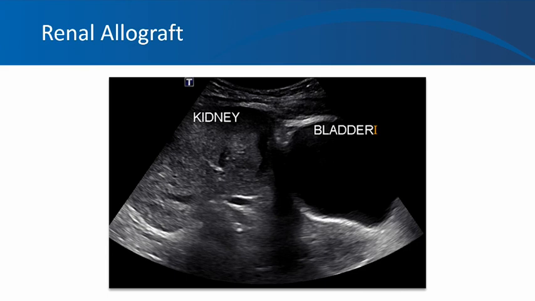And here is an example of a renal allograft. Renal allograft pretty much looks like any other kidney. It's just that you have to pay attention to its anatomy. Sometimes it's very close to the bladder. Unless you see all the views, you can easily confuse this with a cyst in one of the poles of the kidney. And the angle might be slightly different depending on where in the pelvis the kidney is.